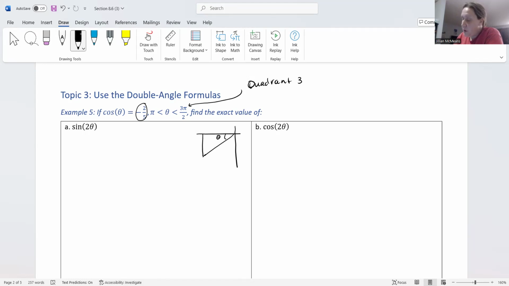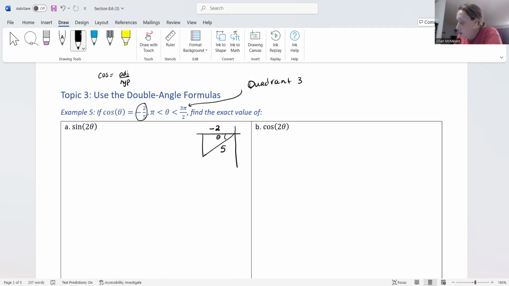So if you remember, cosine is equal to the adjacent side over the hypotenuse. So this denominator of 5, we're going to call the hypotenuse. And the side adjacent to theta, the way we've built this triangle in quadrant 3, that tells me this side right here is negative 2. So let's go ahead and build the other side of this triangle using the Pythagorean theorem, because we know we're going to need sines and cosines in these formulas. So we need to figure out a relationship for sine.